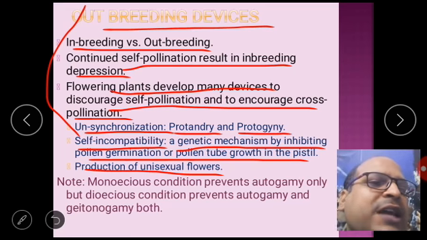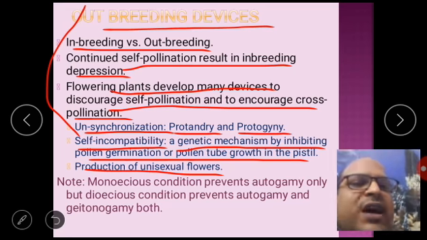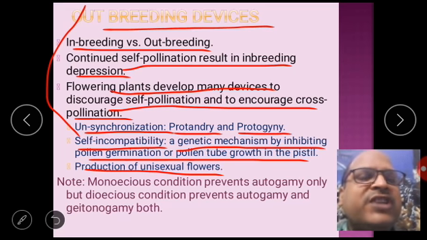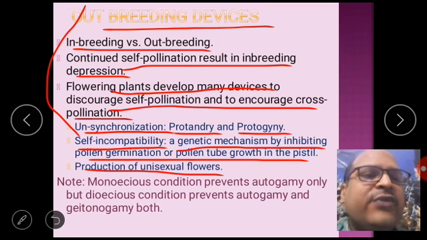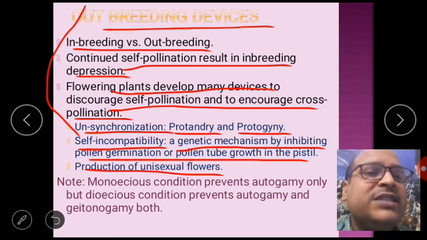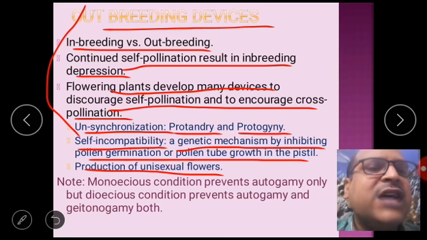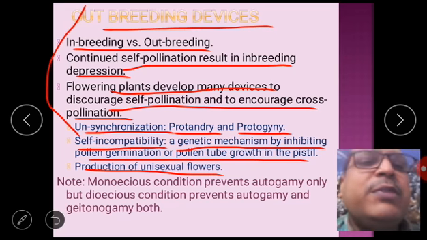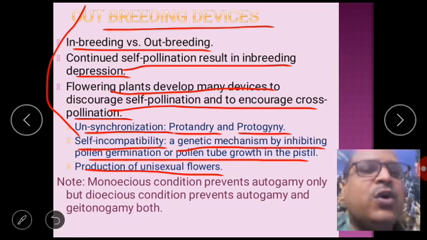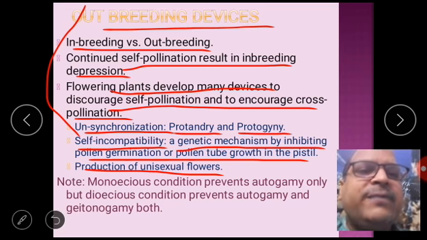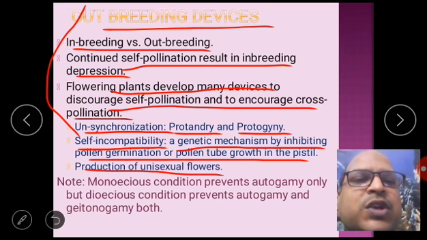Now, the third device can be production of unisexual flowers. This unisexual flower can also prevent self-pollination. How? Dear students, if in a flower only anthers or stamens, that means male reproductive organs, are present and female reproductive organs are absent, then self-pollination cannot be possible. Only cross-pollination will be there, because there is no female reproductive organ at that time.